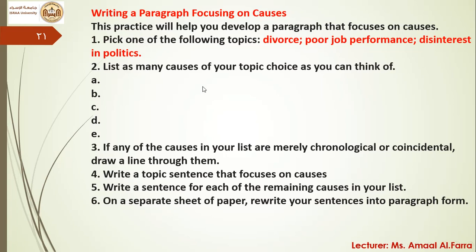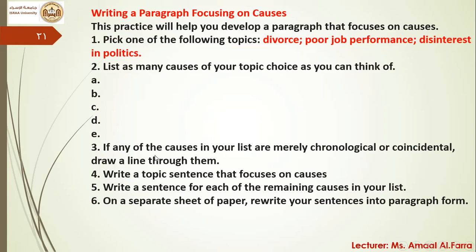In this activity, I want you to write a paragraph focusing on causes. To practice writing with focus on causes, you can choose one of the following topics. We have divorce, poor job performance, disinterest in politics. Three topics. You can choose one of these three topics and write a paragraph focusing on causes. Following this outline, first you are going to list as many causes of the topic you chose as you can think of. Think of the causes and mention them here. This is the first step.